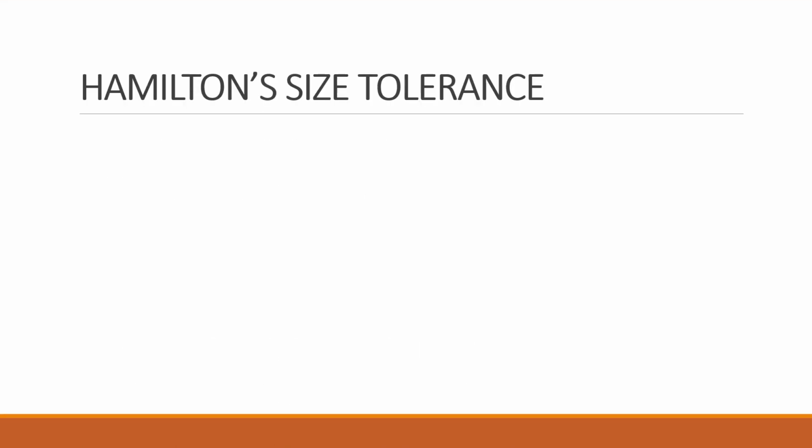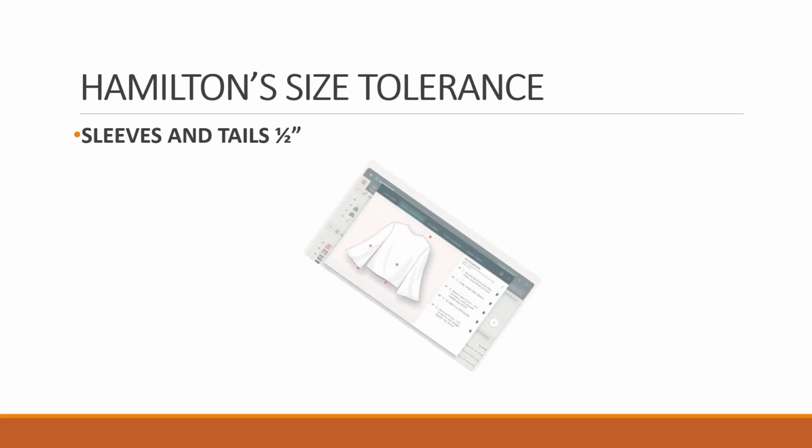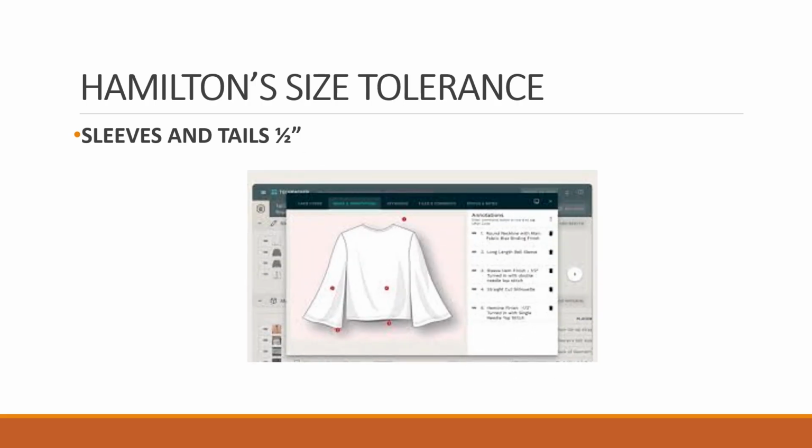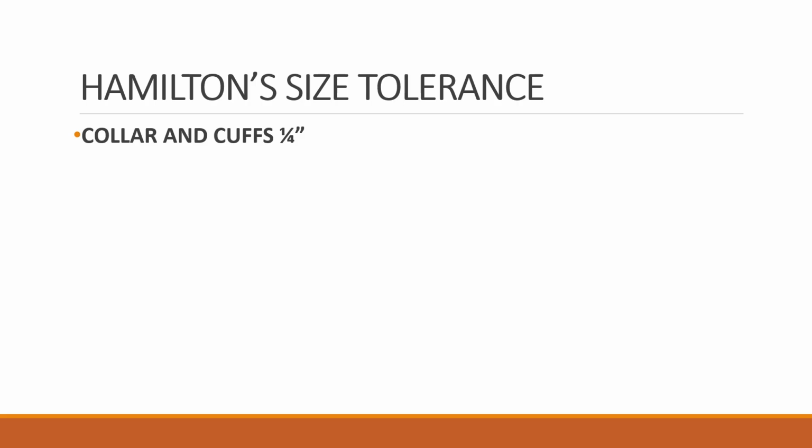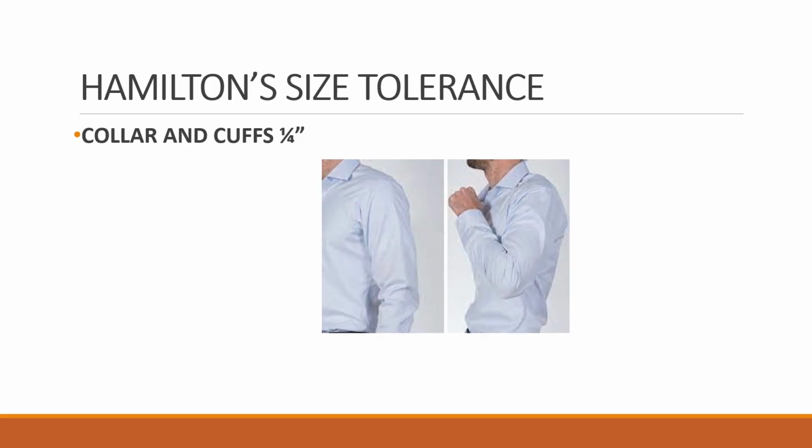Now Hamilton size tolerance also talks about sleeves and the tails, wherein the tolerable limit is 1/2 inch. So that is sleeves and the tails. Now, Hamilton size tolerance also includes collars and cuffs, wherein 1/4 inch tolerance is given. So, very strict tolerance level is maintained, and this is an international shirt company of America, wherein for the collar and cuffs 1/4 inch tolerance is given.